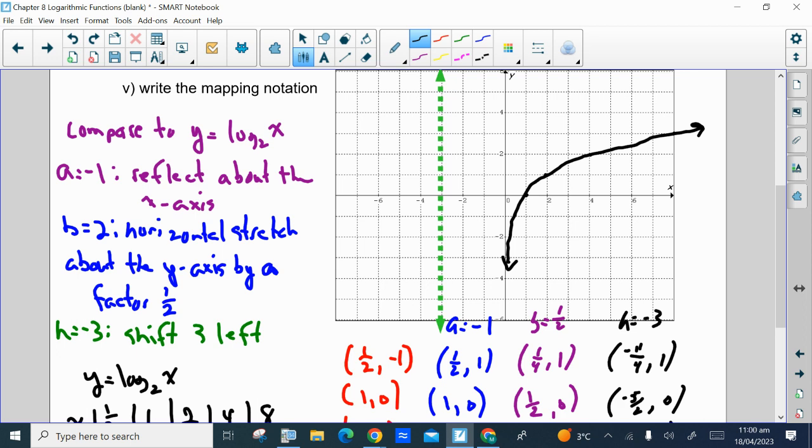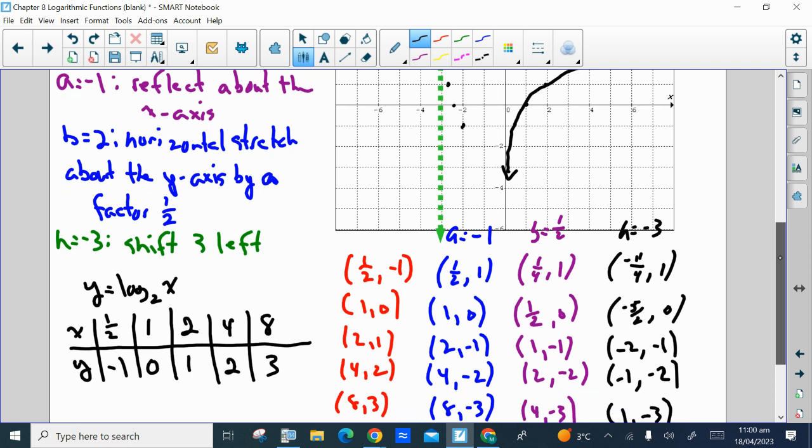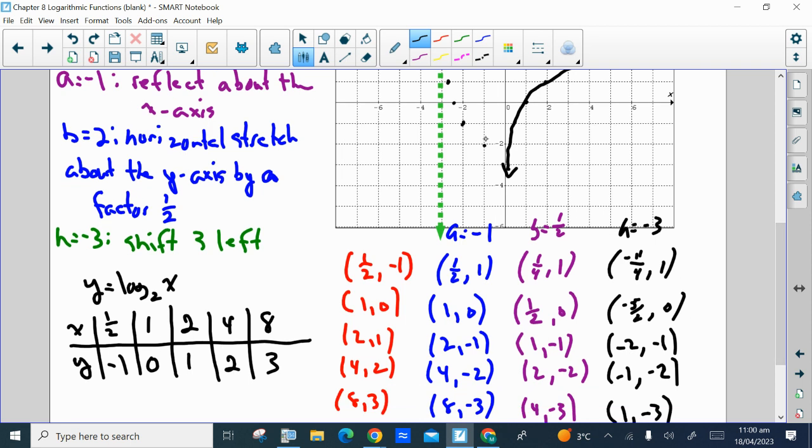The point negative 11 quarters, which is negative 2 3/4, comma 1. Negative 5 halves, negative 2.5, comma 0. Negative 2, comma negative 1. Remember, this graph reflected over the x-axis. Negative 1, negative 2, and 1, comma negative 3.